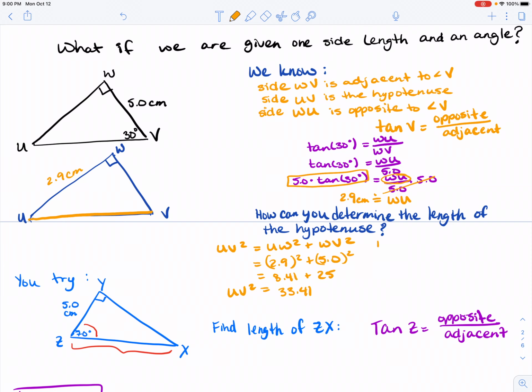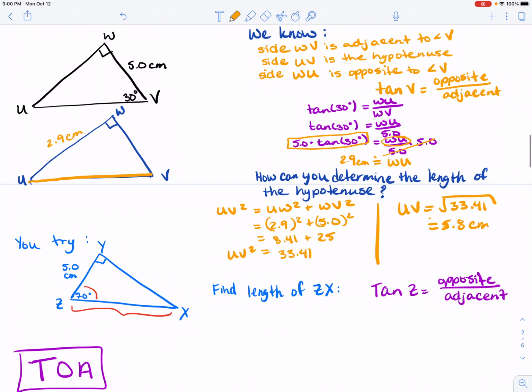So in order to find UV, I have to take the square root of 33.41. And that equals approximately, again, because I'm going to go to the nearest tenth, 5.8 centimeters.